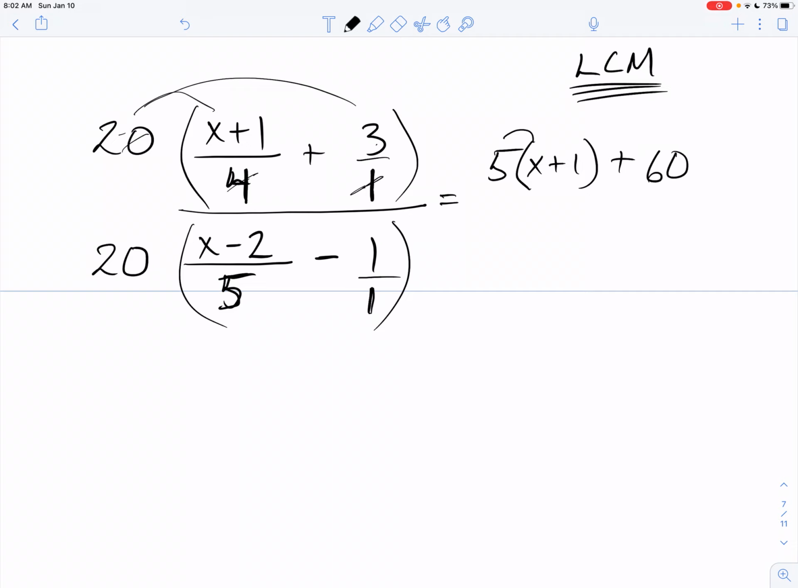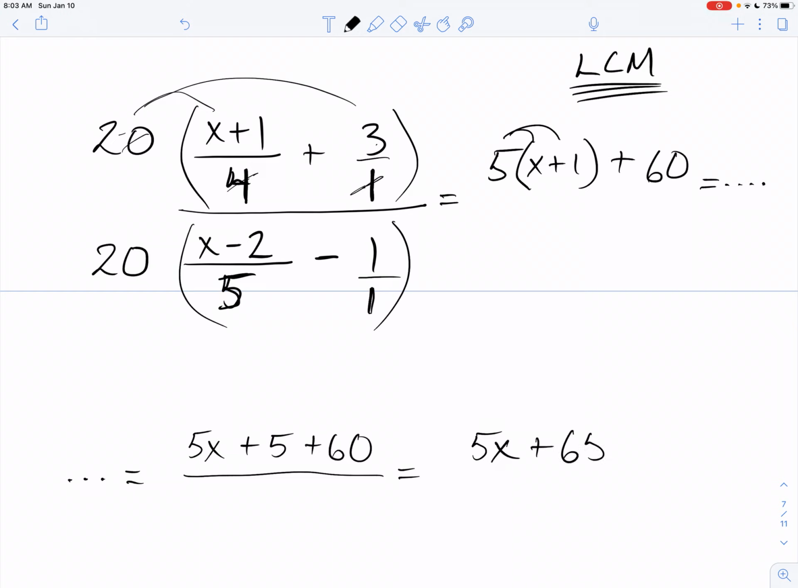Let's clean this up. Let's make this as pretty as possible. In the top, I'm going to run out of room, so I'm going to go down below here. In the top, I would have 5x plus 5 plus 60. That's what I would have in the top, and I think you guys can see that I could just write that like that. And that would be the top part.